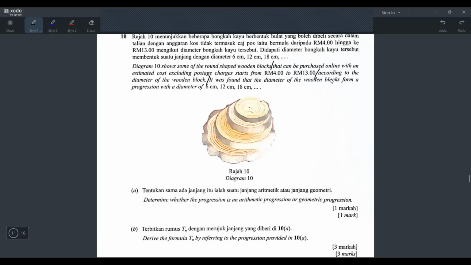And then it was found that the diameters of the wooden blocks form a progression 6, 12, 18. So with this progression, we can straight away find the a and d if it's arithmetic, right? I'm not sure. Let's write down 6, 12, and 18. And don't forget, this is a progression formed using the diameter, so I should write diameter nicely. So let's write down the a. The first term is 6. And this one is plus 6, plus 6, plus 6. So this is an arithmetic progression, because you plus 6, plus 6, plus 6, right? So yeah. And then now what else?